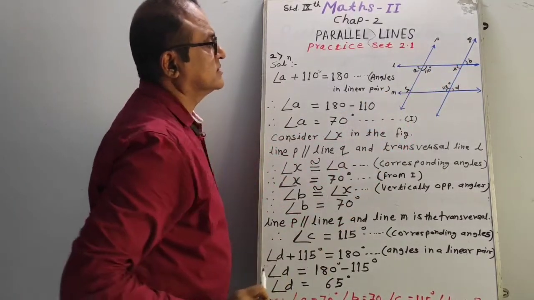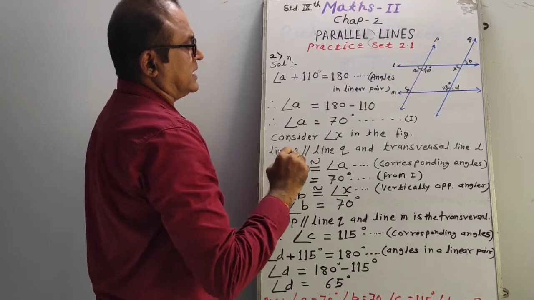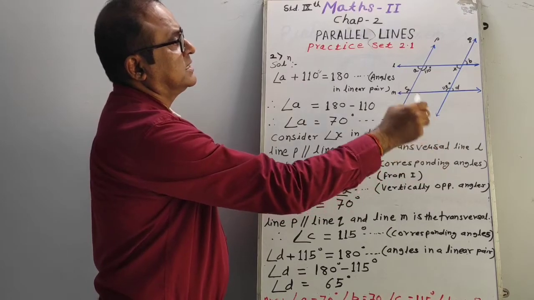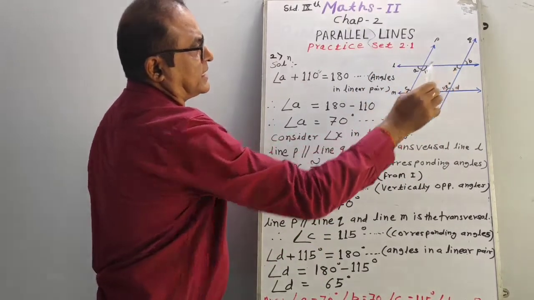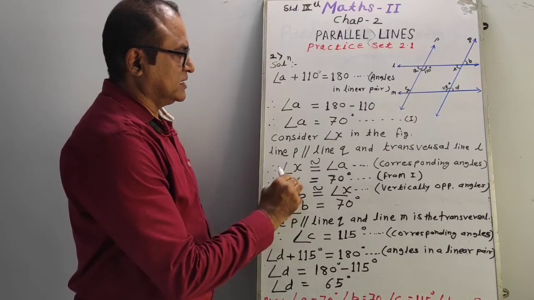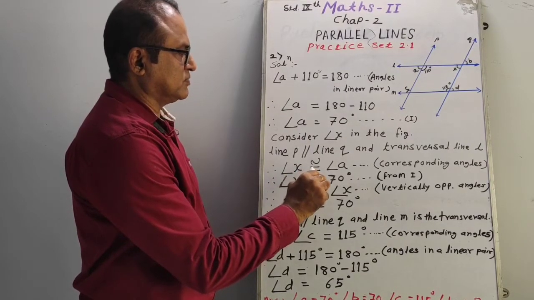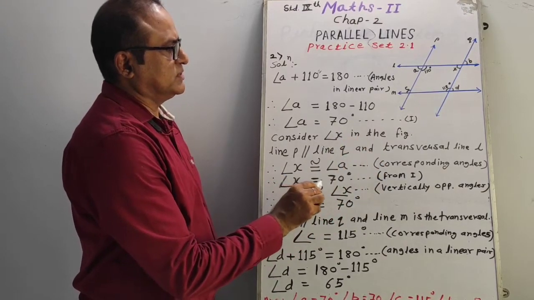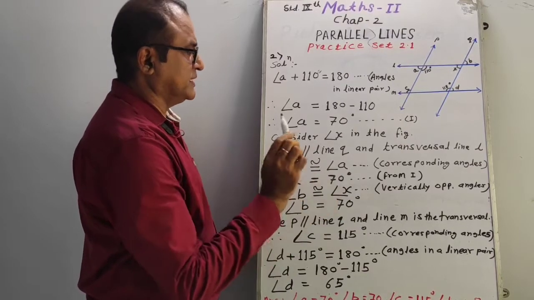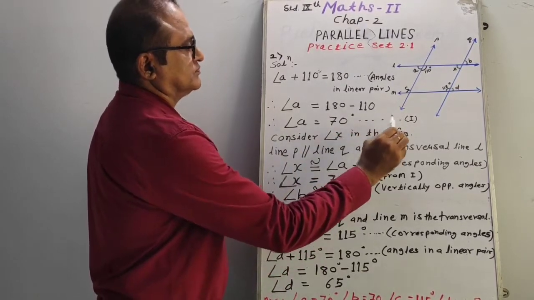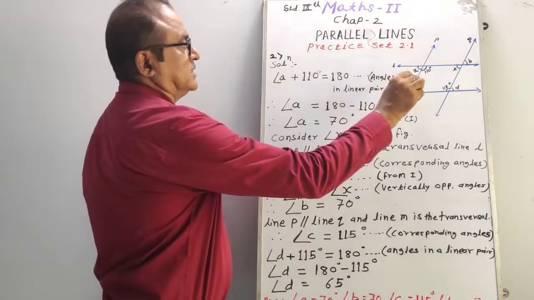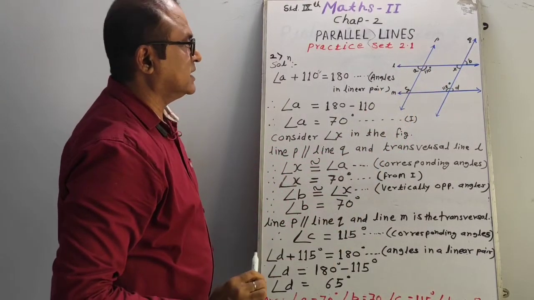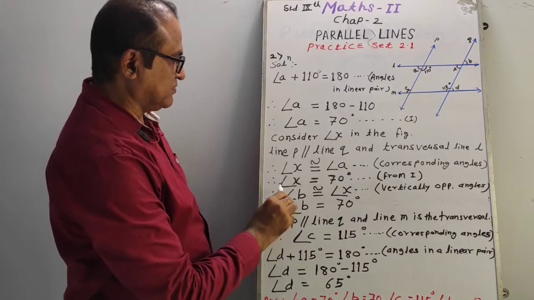Consider here X in the figure. The line P is parallel to line Q and transversal L. Then angle A and angle X are the corresponding angles, and corresponding angles are congruent. Angle X is congruent to angle A, corresponding angle. Therefore, angle X is equal to 70 degrees from 1. Here angle A is equal to 70 degrees. Therefore, angle A and angle X are the corresponding angles, and they are congruent. Therefore, angle X is equal to 70 degrees.